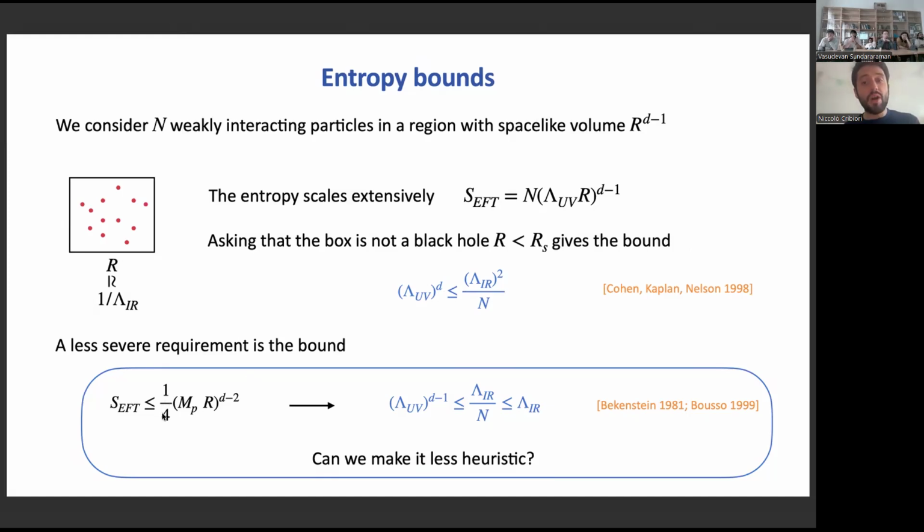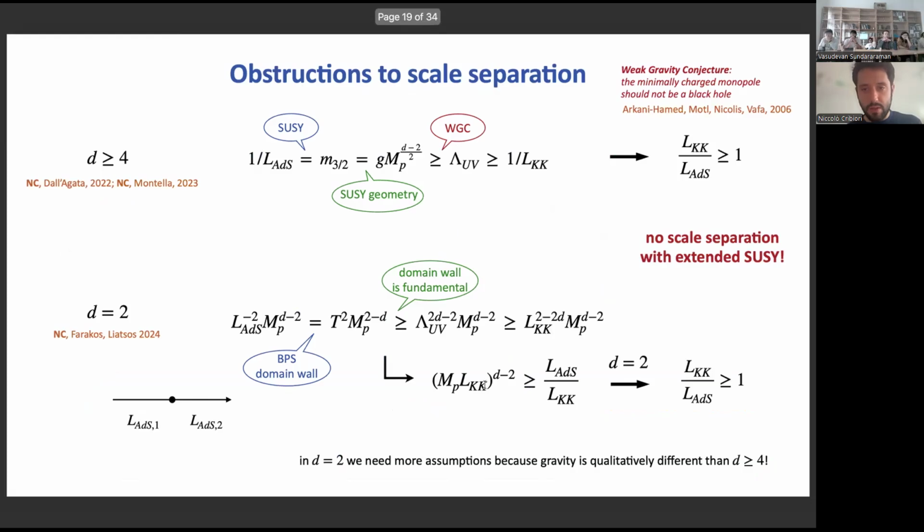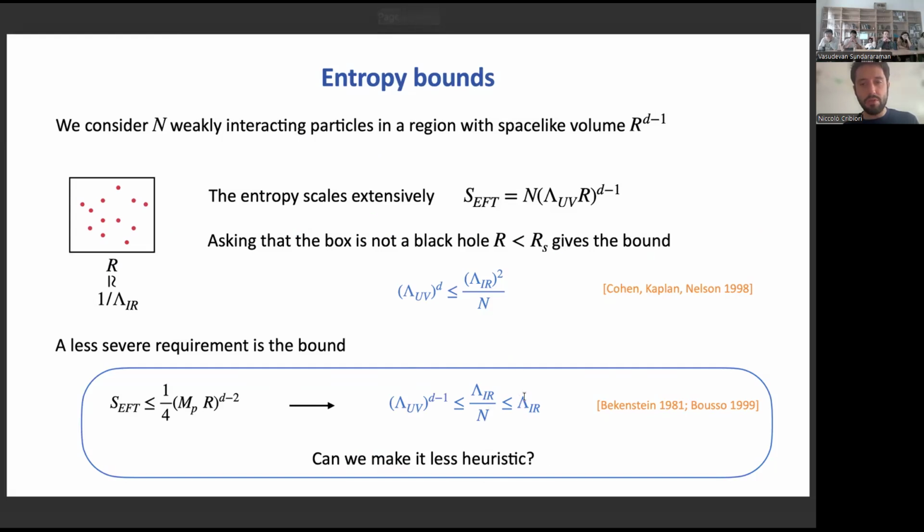However, a less severe requirement is the bound requiring that the entropy should be upper bounded by the entropy of a black hole of the same size. This is what is called the Bekenstein bound or the Bousso bound, the covariant entropy bound in more fancy constructions, which amounts to an inequality, an upper bound on the ultraviolet cutoff in terms of the infrared cutoff. And here I put the Planck mass to 1. If you restore the Planck mass, you actually end up precisely with an inequality of this kind, more or less. And I will show now the logic.